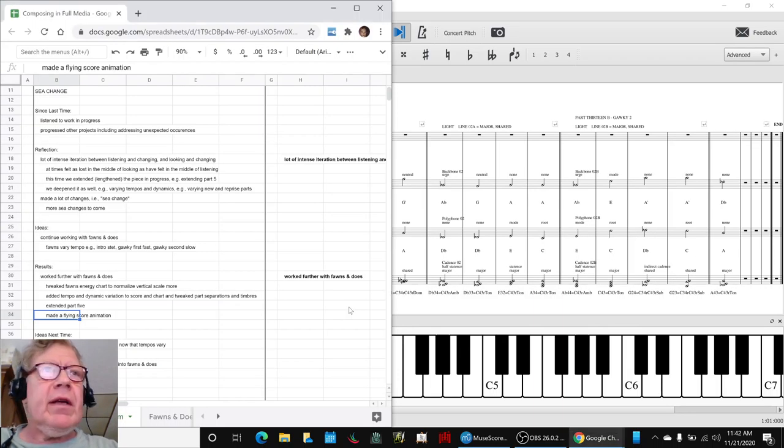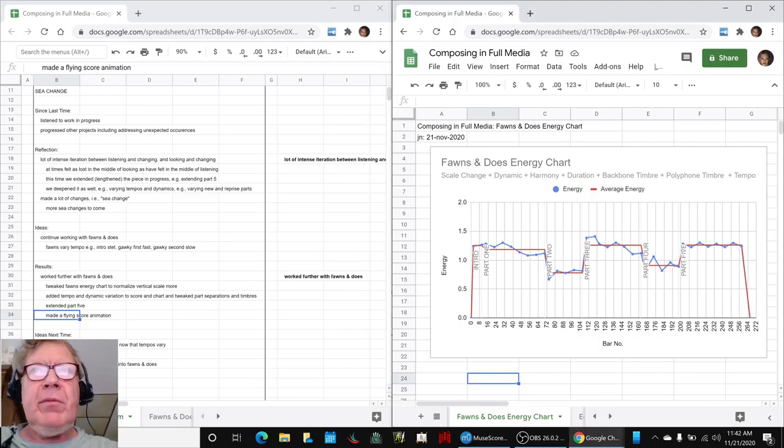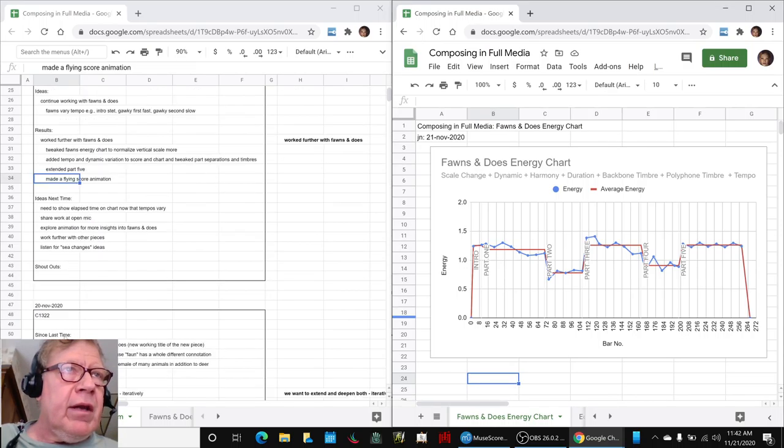Our ideas for next time: now that we've varied tempos all over the place, bar number no longer shows elapsed time. For example, this is a much slower tempo in here, and that's actually a stretched out longer part. They look short, but they're probably about as long as these parts are. So instead of showing bar number, we have to show elapsed seconds, which we've done before. We know how to do that.